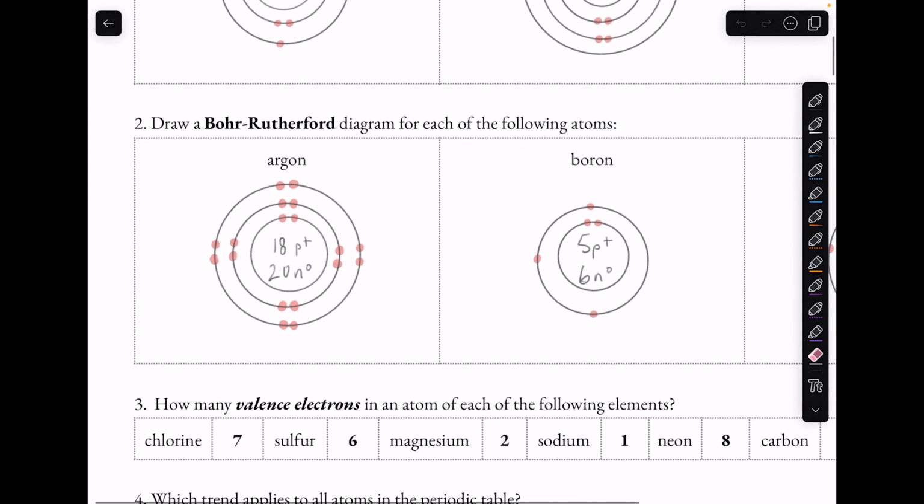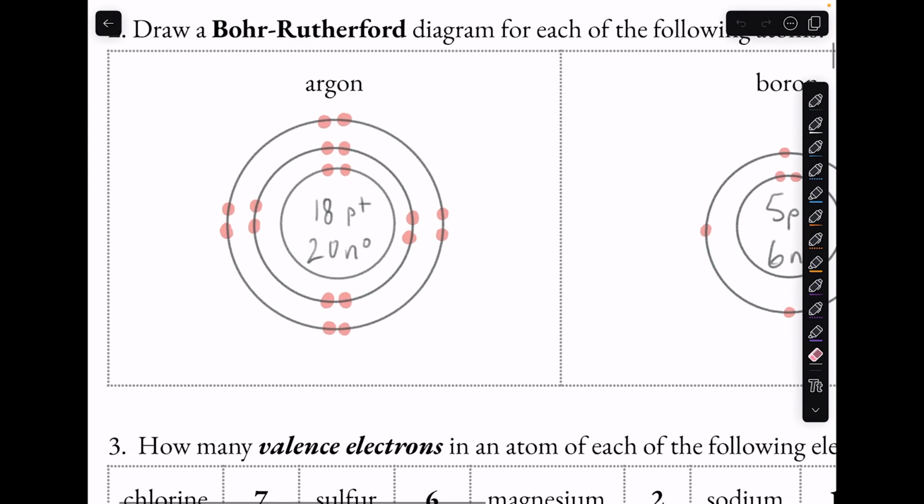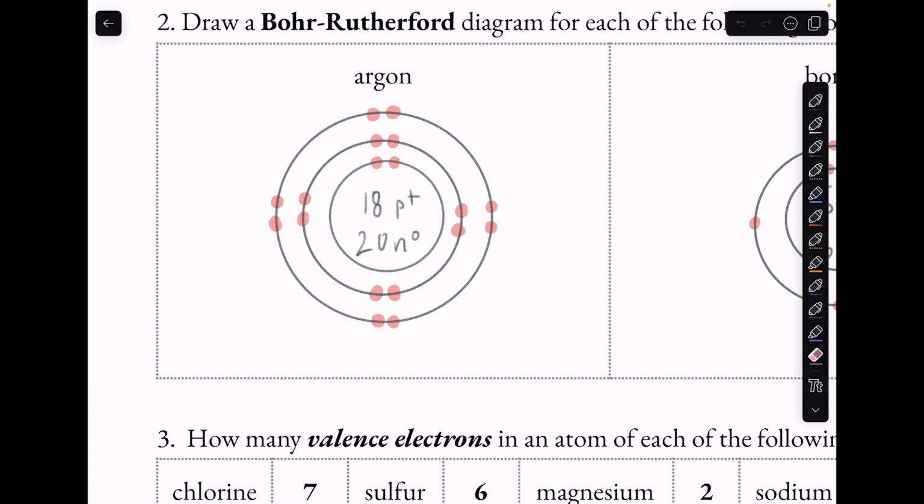So argon, let's do argon. It's element number 18. So it must have 18 protons and 18 electrons. And to figure out the number of neutrons, we check the mass of argon and round it to a whole number. So that would be 38. And 38, take away the 18 protons, leaves 20 neutrons in the nucleus.